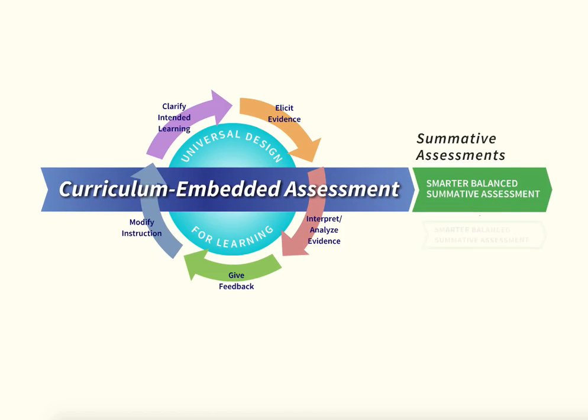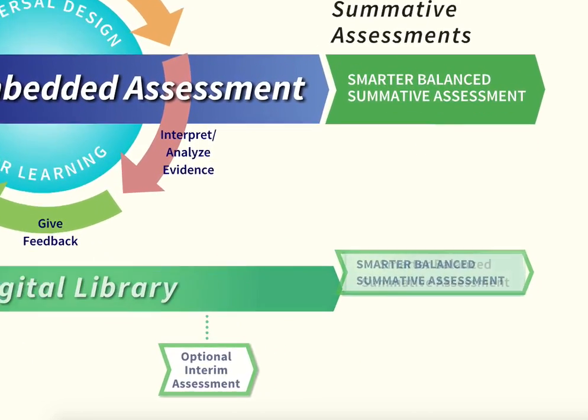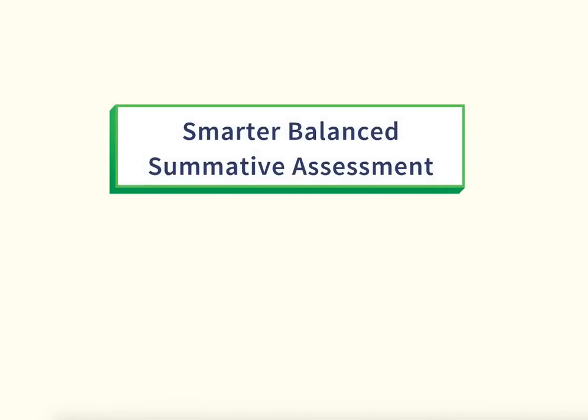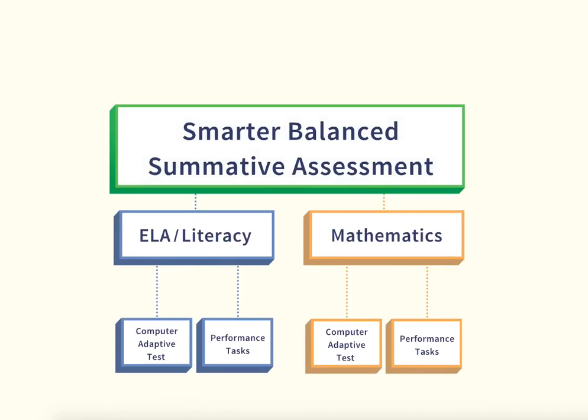Smarter Balanced also provides tools that can be used throughout the year leading up to the summative assessment, including formative assessment tools in the digital library and interim assessments. These are part of the Smarter Balanced assessment system, and we want you to be aware of them. There are two separate assessments that make up the Smarter Balanced summative assessment system: ELA literacy and math. Both tests have two parts: the Computer Adaptive Test, or CAT, and a performance assessment or performance task.